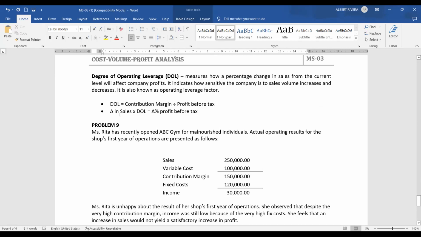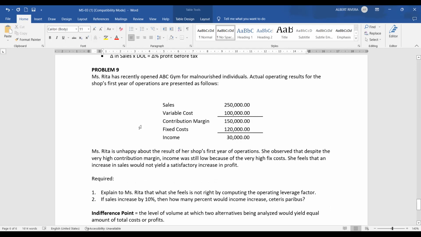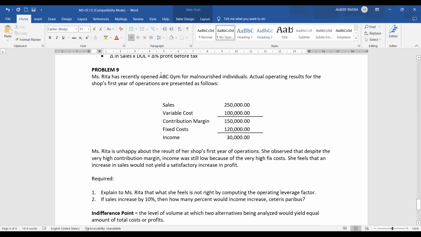And to compute for the change in profit before tax, that is just the change in sales times the degree of operating leverage. So here in problem number 9, it says here, if sales increase by 10%, how much percent would income increase, assuming all other factors are constant? So we'll just use what? You will just use the degree of operating leverage to identify what is the change in the profit before tax.